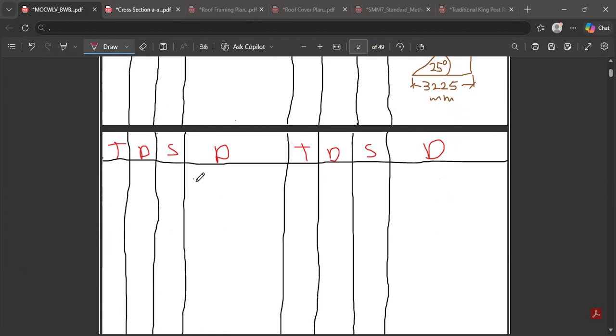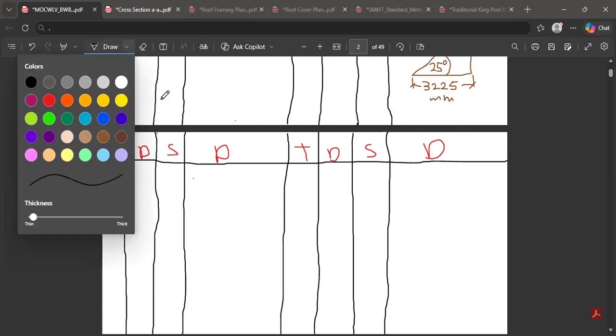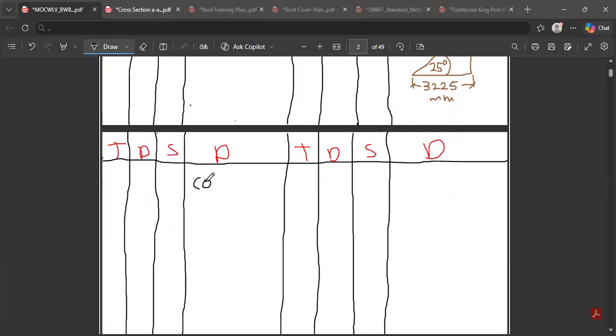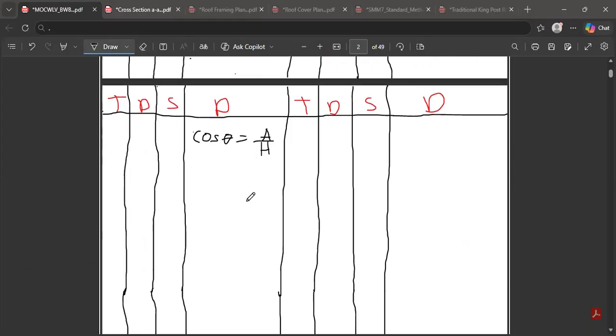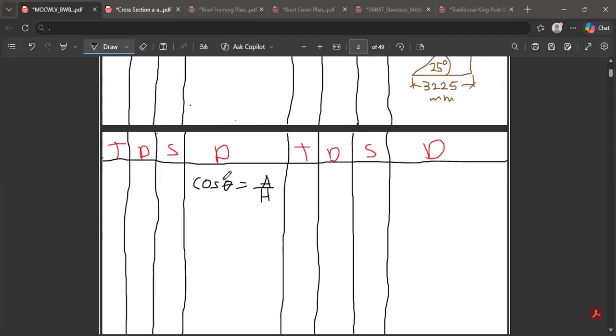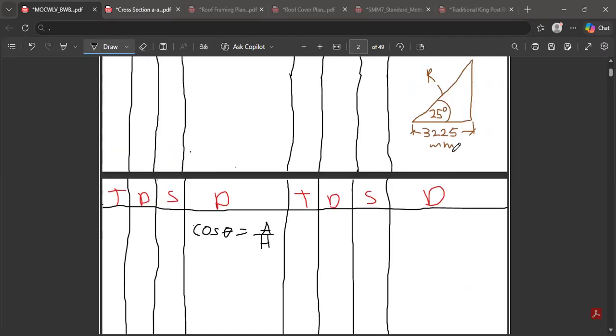So we say that cos theta is equal to adjacent over hypotenuse. That is what cos theta is made of. So now if you want to relate this to our study, it's going to be cos 25 equals 3225 over r.